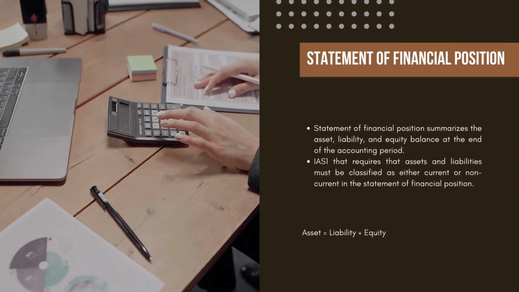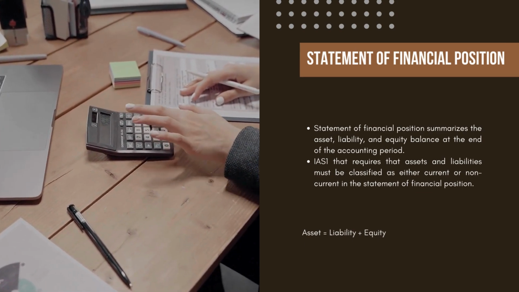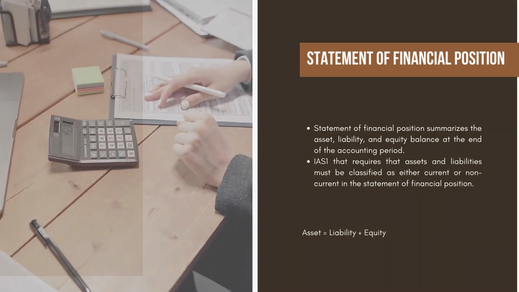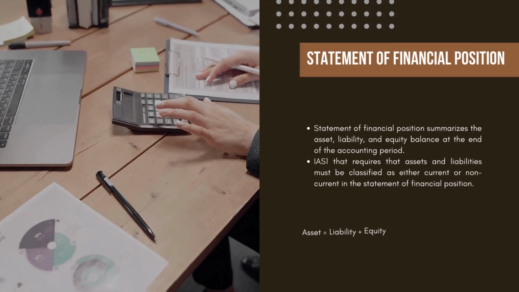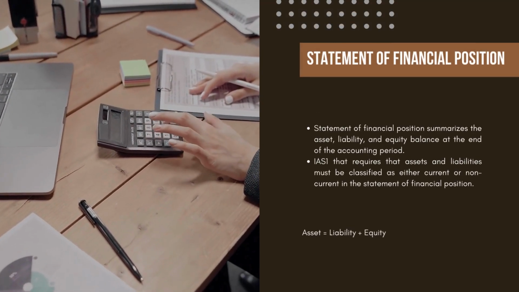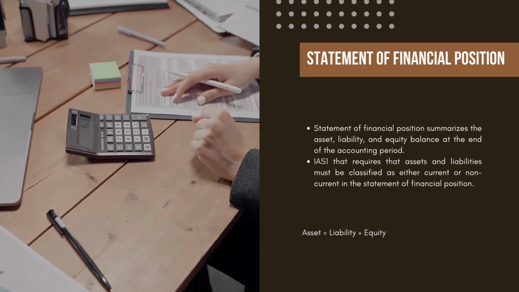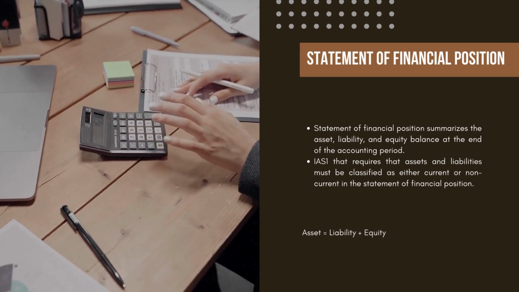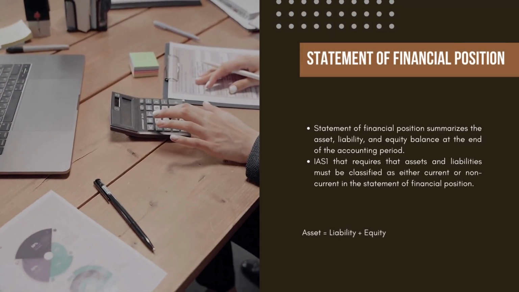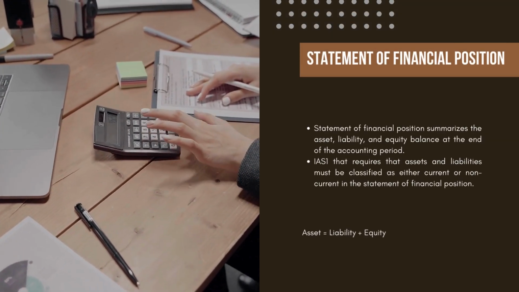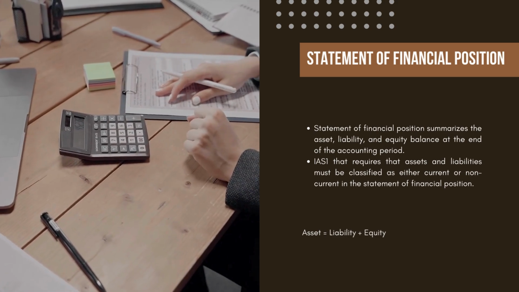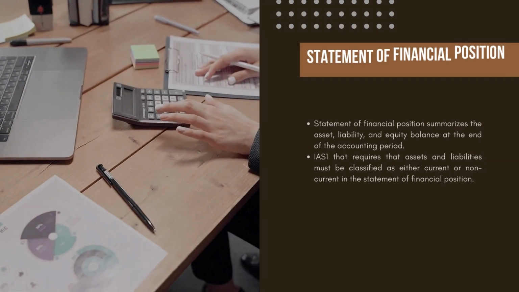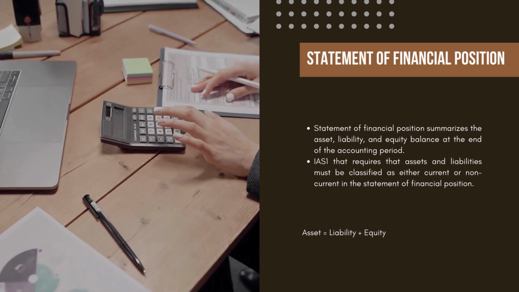What is the statement of financial position? The statement of financial position summarizes the asset, liability, and equity balances at the end of the accounting period. Regarding IAS 1, they require that assets and liabilities must be classified as either current or non-current in the statement of financial position. You can see in the equation: asset equals liability plus equity.